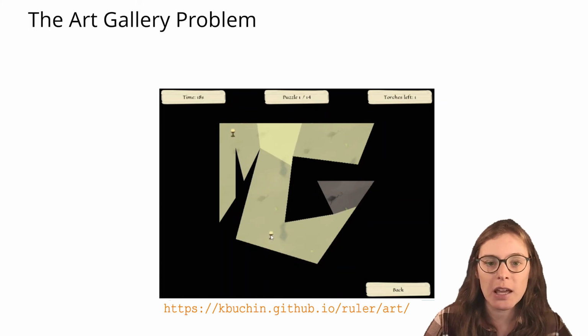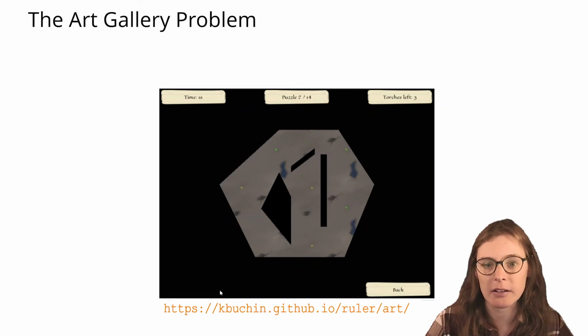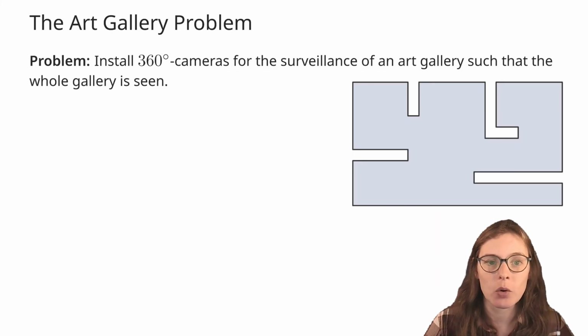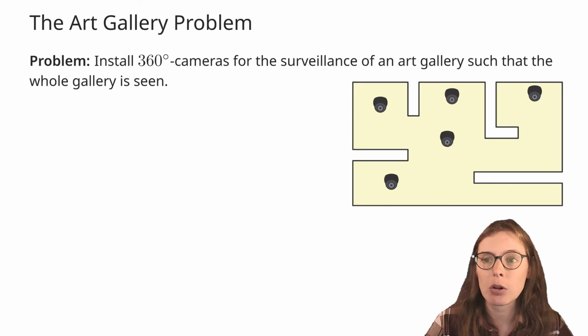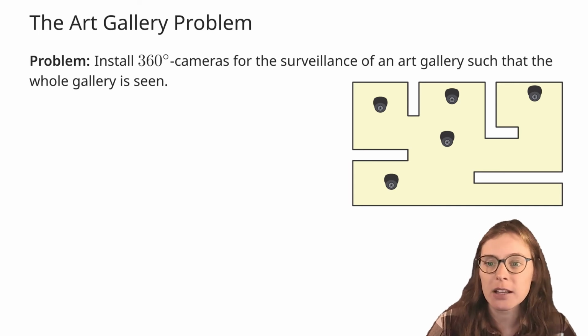The rules of the game is that you need to place a certain number of lights to illuminate the whole area. So this game can be formulated as the art gallery problem, where we are asked to place a smallest number of cameras that will see the whole area of some art gallery that we represent as a polygon. So in the example on the right hand side, you can see that 5 cameras placed in these specific locations can see the whole interior of the polygon.